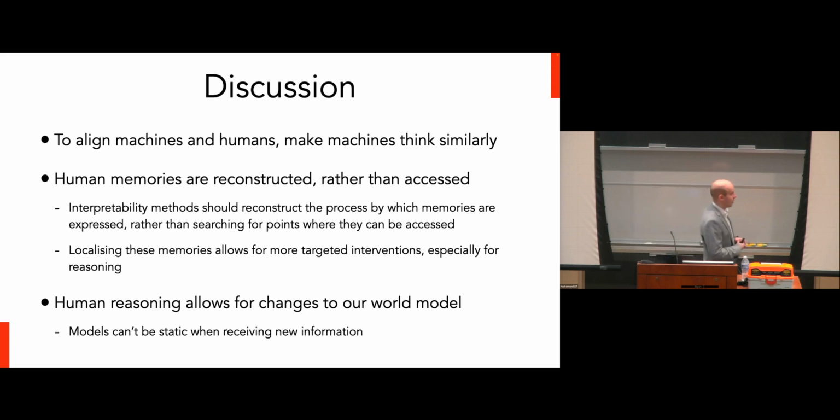In order for us to change what machines understand about the world, we want to be able to localize these memories for more targeted interventions. And the second one is that human reasoning is naturally tied to learning. We learn by reasoning. That requires allowing changes to our world model as we receive new information. So we can't rely on models being static if we want to make them effective reasoners. Two directions that I outlined for doing this are what I talked about today.